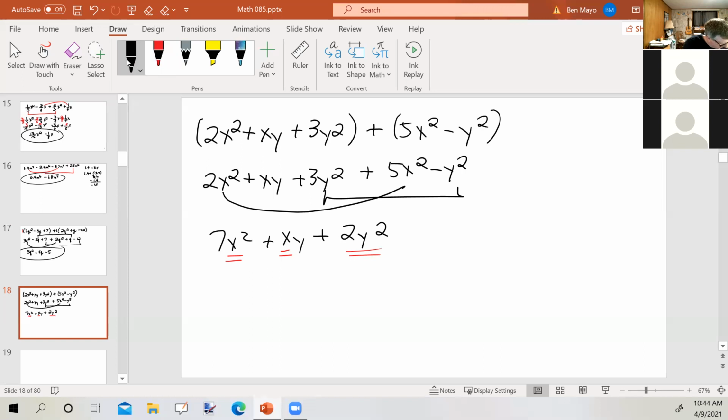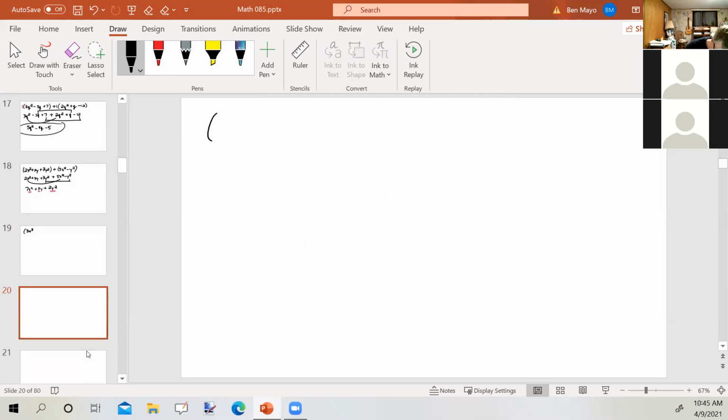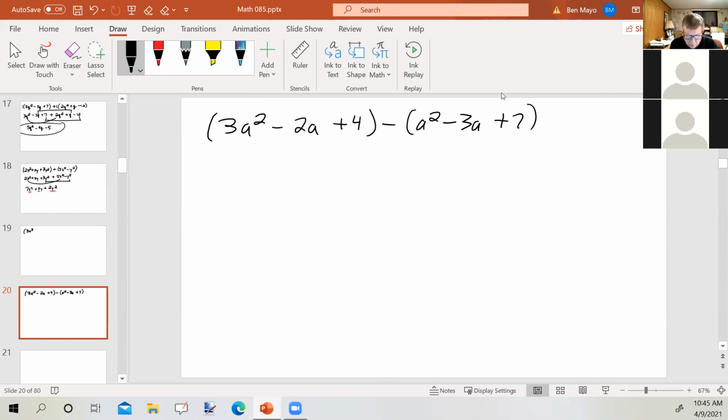Okay, now here's where things get a little more complicated. We have the quantity 3a cubed. Excuse me, I did that incorrectly. 3a squared minus 2a plus 4 minus the quantity a squared minus 3a plus 7. The directions say subtract the polynomials.